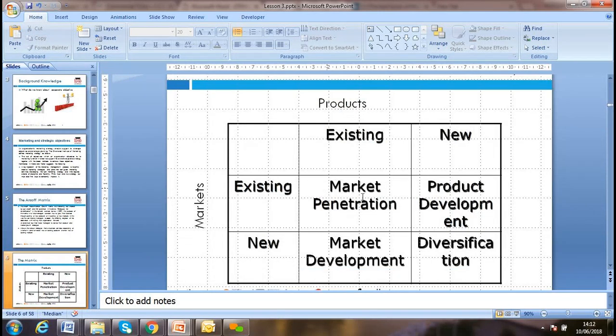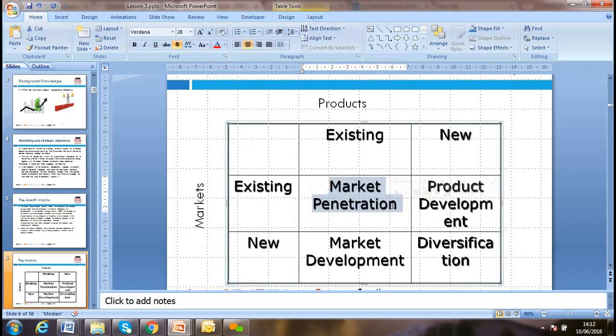So market penetration means that as an organization, we can focus our existing product in the existing market. If we are selling our existing product in the existing market, we use the term market penetration, which means we are not expanding. If we are selling a new product in the existing market, we call it product development. Of course, we are adding more products to our product line. That comes under product development.